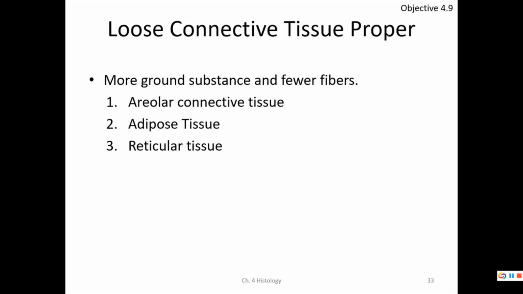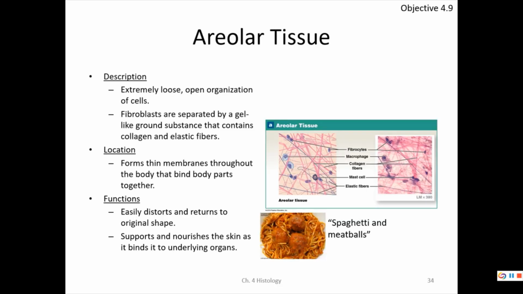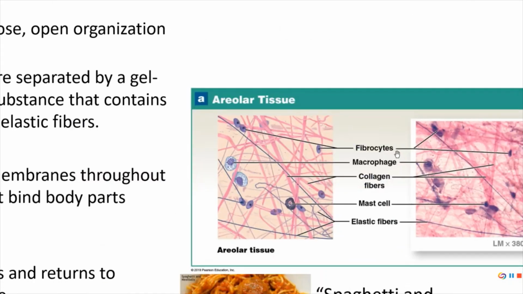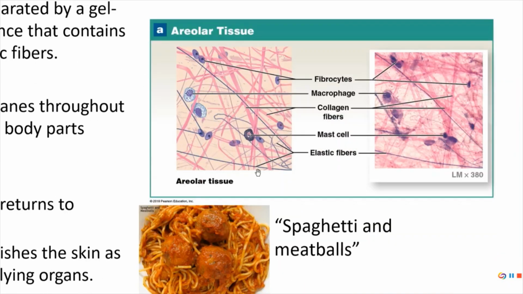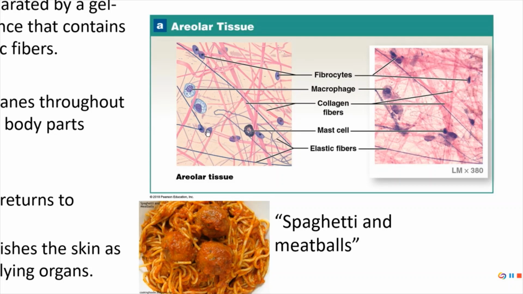So as we go through these, the more ground substance and fewer fibers, that's going to be areolar, adipose, and reticular tissues that we're going to see here. As we start off, areolar tissue to me looks like a plate of spaghetti and meatballs. I see all these cells and things that are present here as the meatballs, and all the different sized fibers present of different types, elastic and collagen fibers both, white and yellow fibers both present, form this kind of complex mesh that looks like a plate of spaghetti to me.